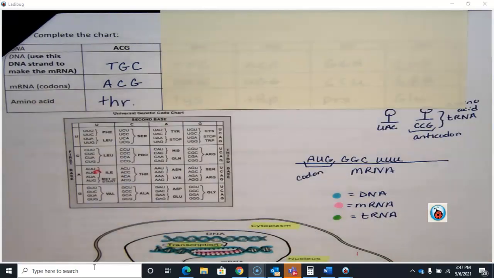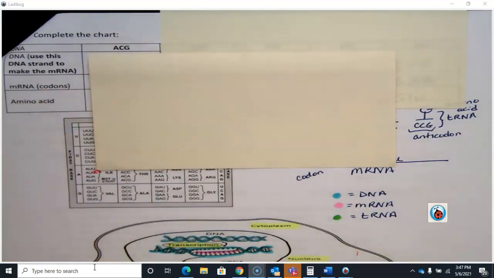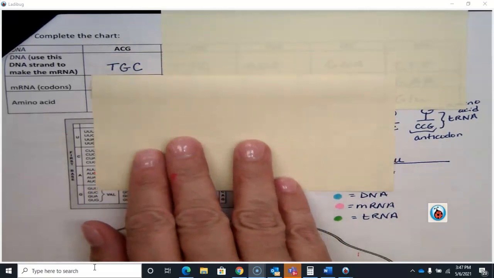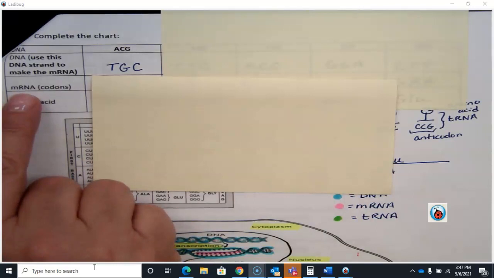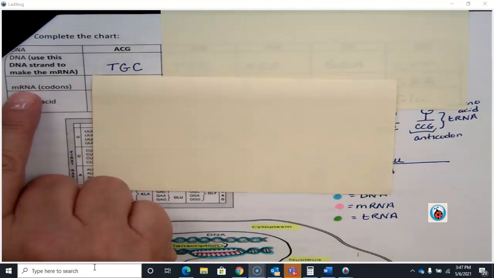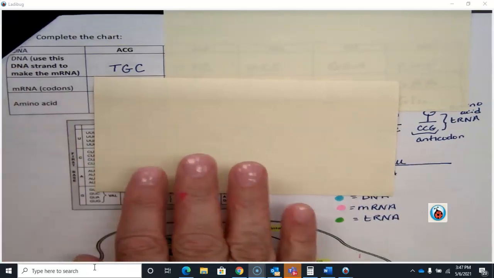Okay, so when we look at our DNA chart, you're given one side of the DNA, ACG. Okay, again, remember your base pairing rule, adenine bonds with thymine, cytosine bonds with guanine. So the other side of the DNA would be TGC. Now, you have to remember that there's no thymine in RNA. So whenever you want to write a thymine, uracil is going to take its place. So again, when mRNA gets the code from DNA, that is transcription.